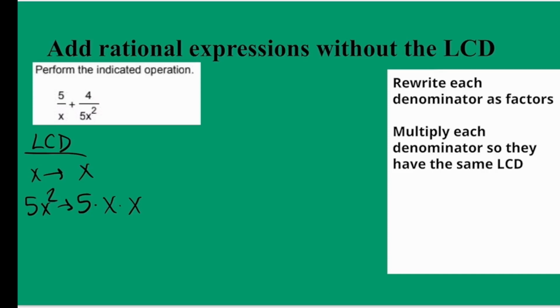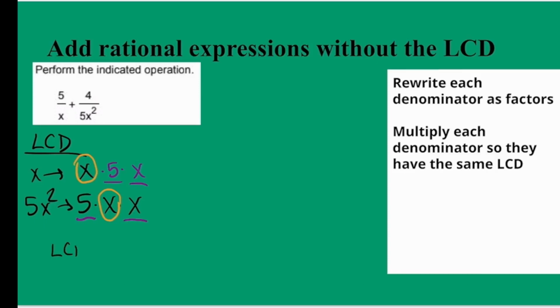Anytime you're adding or subtracting, you need a common denominator. So I wrote down both denominators here and I expanded them. X is just x, and 5x squared is actually 5 times x times x. I can see both these denominators have an x, but the denominator I wrote on the bottom also has an extra 5 and an extra x. So I need to multiply both of those pieces to the first fraction in order to get a common denominator.